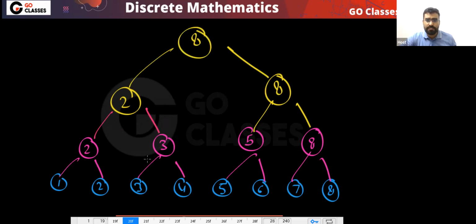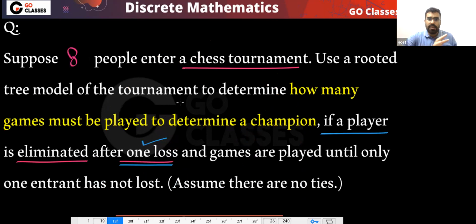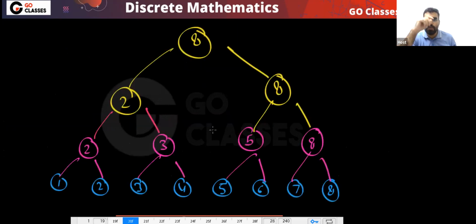Now tell me one thing. After one loss, once you lose any game, you are eliminated. So this is the chess tournament. What type of tree will you get for this chess tournament? You will always get a full binary tree. Yes or no? You will definitely get a full binary tree. Very simple.